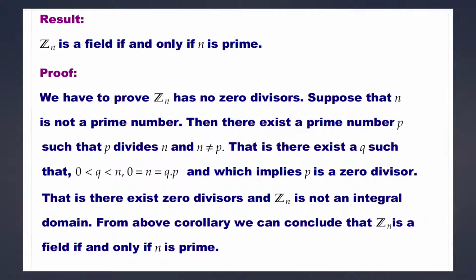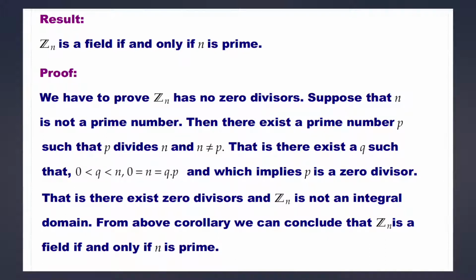We can also prove that Zn is a field only when n is a prime. Let us see the result. Zn is a field if and only if n is a prime number. The proof? We have to prove that Zn has no zero divisors.